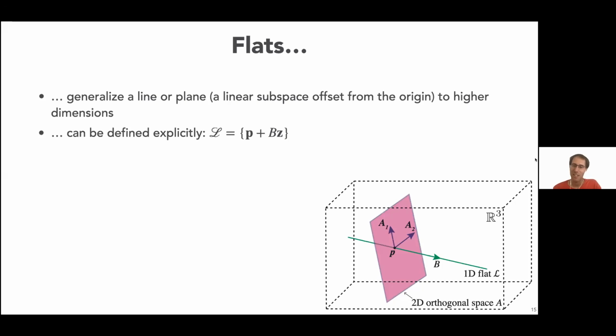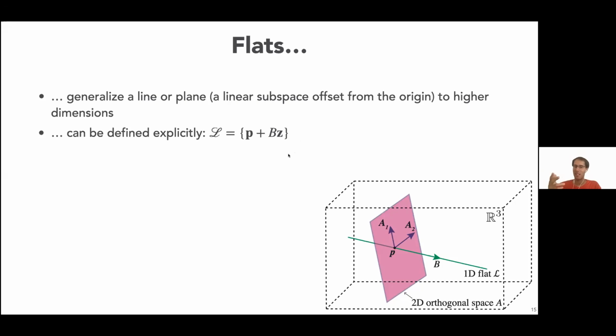And so in R3, we see a line, and this line is a one-dimensional flat. We can think of it as P, a point on the line, plus B, which is a direction along the line, times some unknown quantity z. And with that, we can parameterize the entire line. This is fairly natural for us.